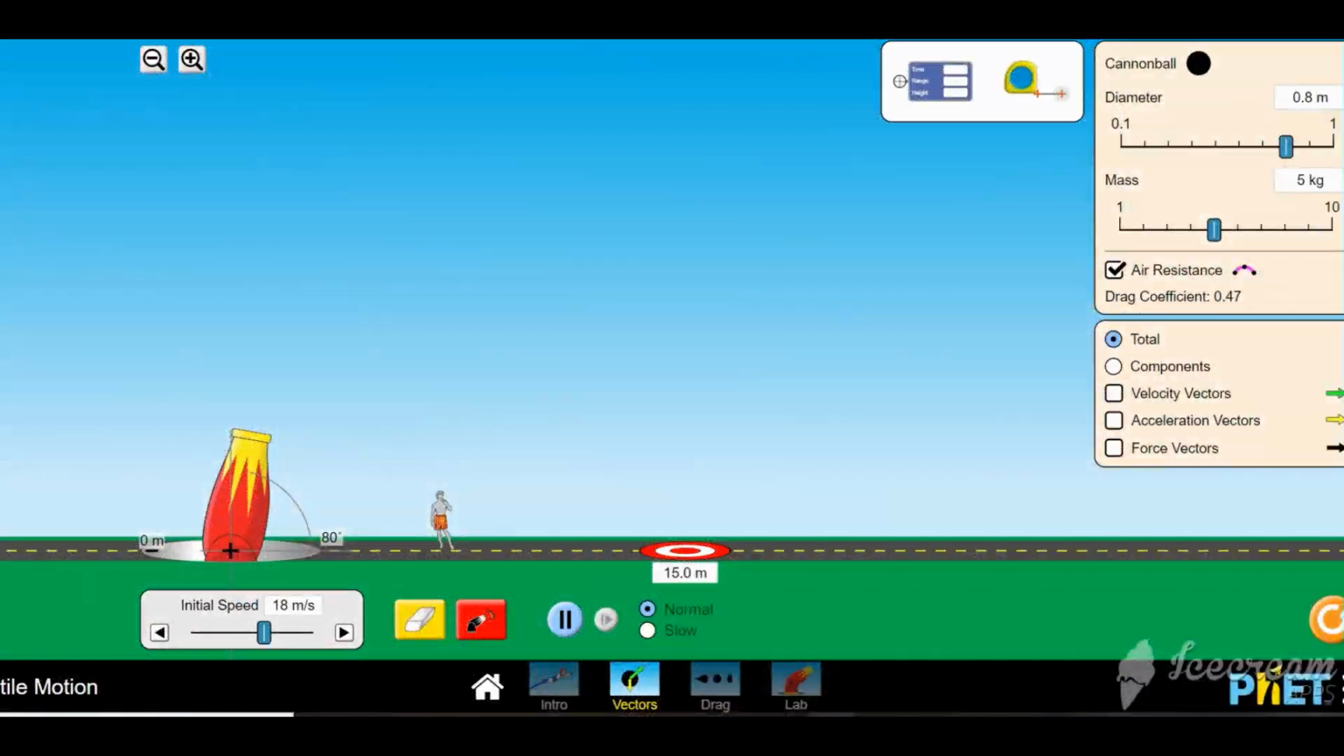For those of us who like to play games, we employ the use of vectors a lot. Here we have a simulation, and this simulation is done by PhET, Colorado. It's an educational site where you can look at projectiles and so on. Now here we have a cannon, and we have a target that is 15 meters away. Now my aim is to hit this target.